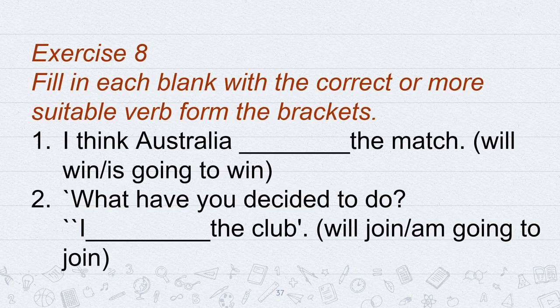Now this is your exercise number 8 given on page number 55 of your book. The exercise is: fill in each blank with the correct or more suitable verb from the brackets. First, I think Australia dash the match, in bracket will win or is going to win. Second, what have you decided to do? I dash the club, in bracket will join or am going to join.